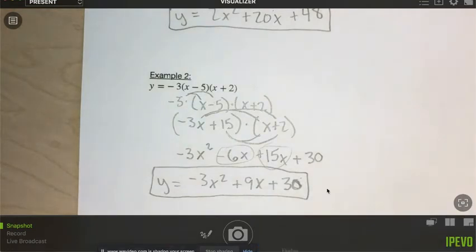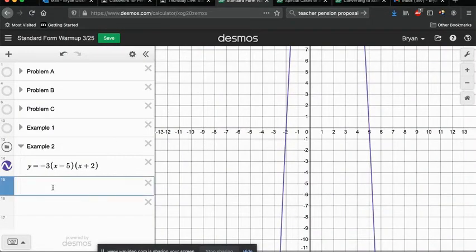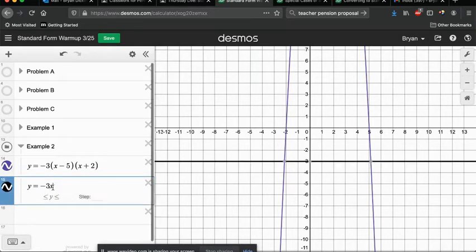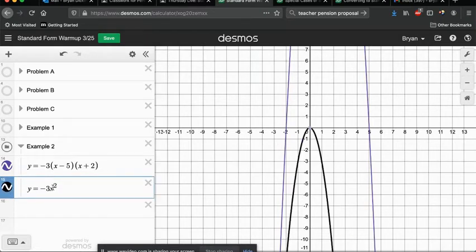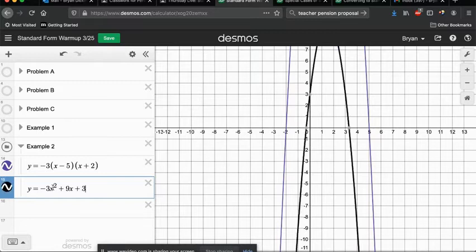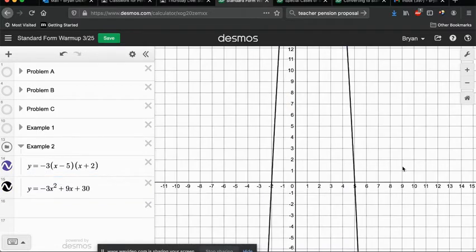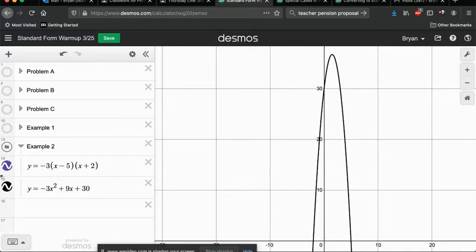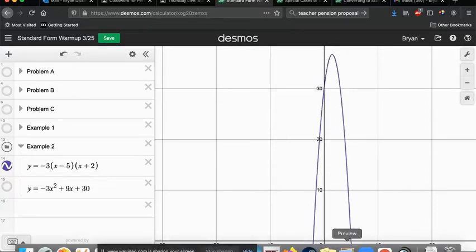And let's do a quick graph verification again. So y equals negative 3x to the second power plus 9x plus 30. And sure enough, it's a very tall one. They end up graphing right on top of each other. So once again, I know I'm good to go. All right.